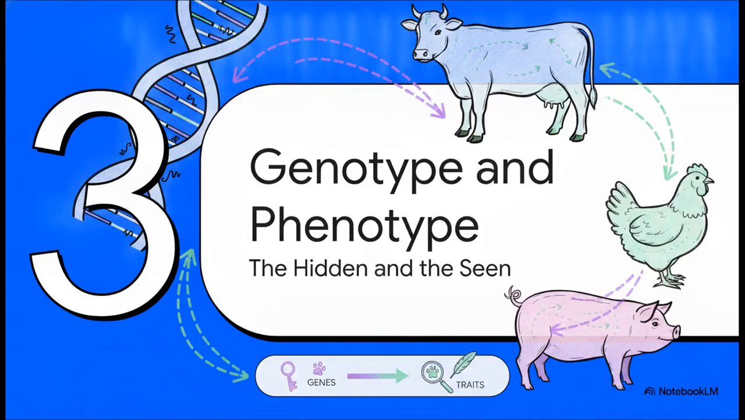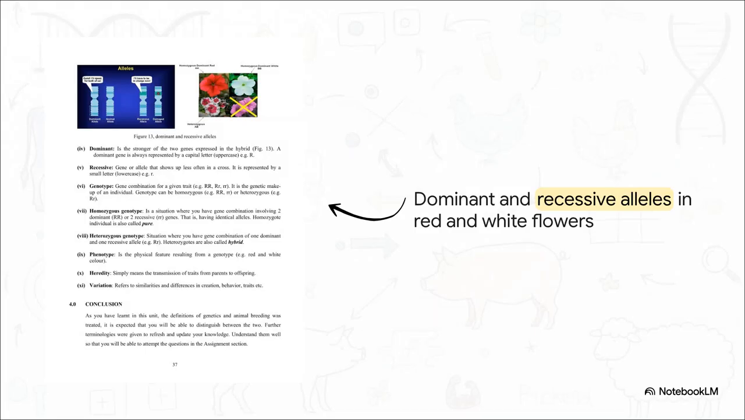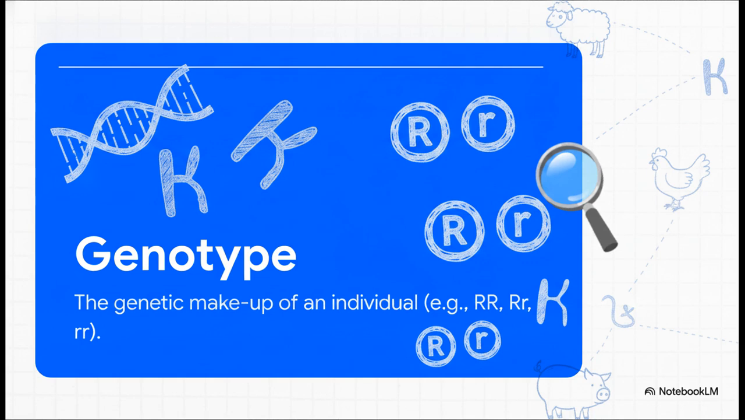Section 3. Genotypes and phenotypes, the hidden and the seen. Now, when these alleles interact, power isn't exactly shared equally. Just as a quick refresher, the dominant allele is the stronger of the two, totally masking the presence of the recessive one. That recessive allele just patiently waits in the genetic background, unless it happens to get paired with another recessive allele. Which brings us to the genotype.